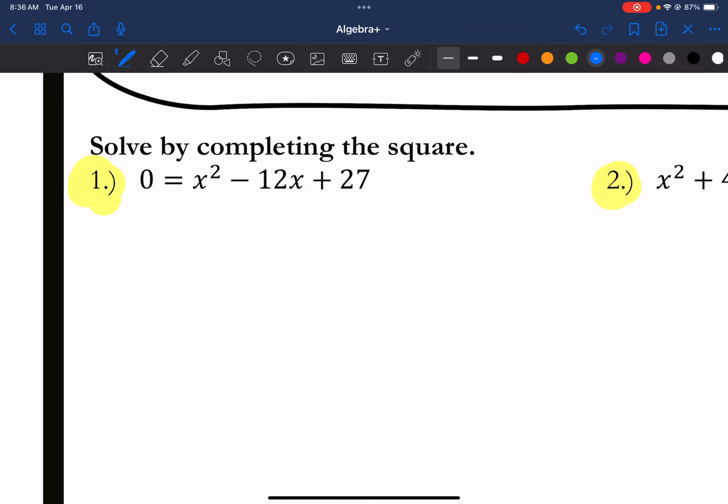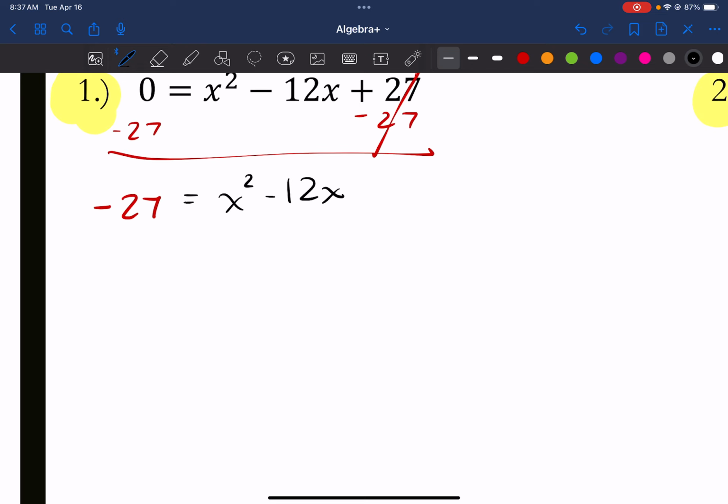I notice nothing multiplies to 27 and then gives me a negative 12. We ran into that situation when factoring. So this is not going to work to immediately factor it. So what I'm going to do is bring the 27 to the other side. I'm going to bring my c. So I have negative 27 equals x squared minus 12x. We're rewriting it so b is on one side and c is on the other side.